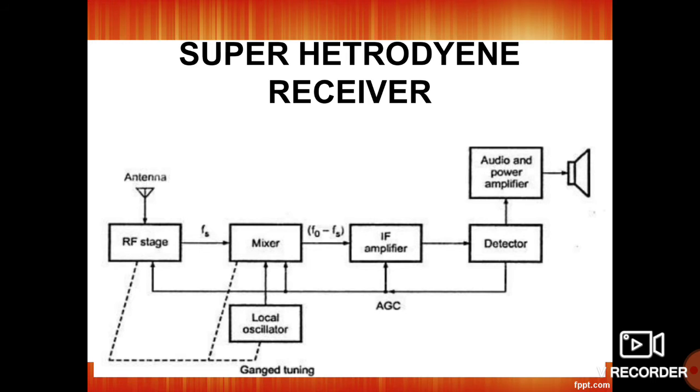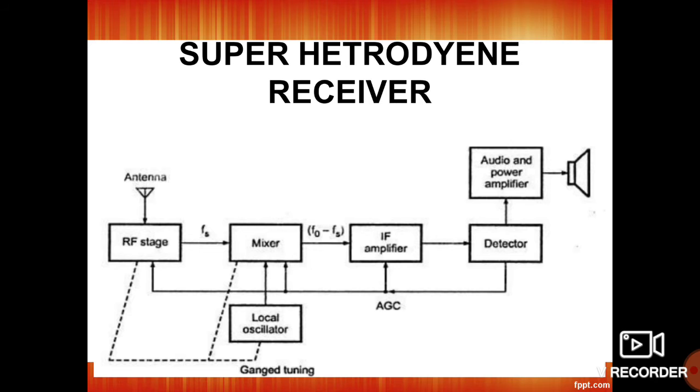Let us assume the output of the local oscillator is FO and the signal frequency received from the RF amplifier is Fs. The signal frequency Fs and the local oscillator frequency FO are mixed, and the mixer produces the difference frequency FO minus Fs at its output. The difference frequency FO minus Fs is called the intermediate frequency, IF. The signal at this intermediate frequency contains the same modulation as the incoming signal. So this FO minus Fs is given as the input of the IF amplifier.